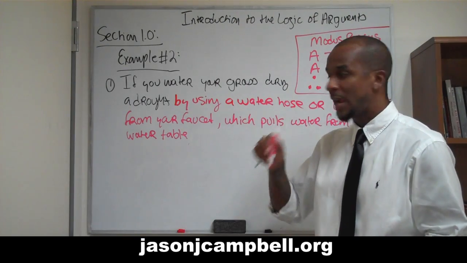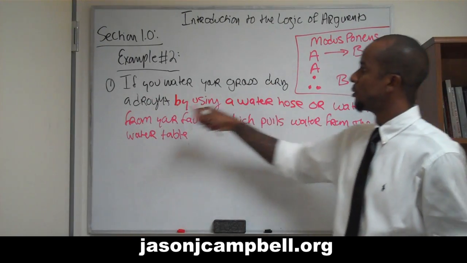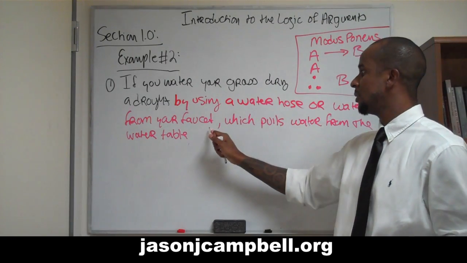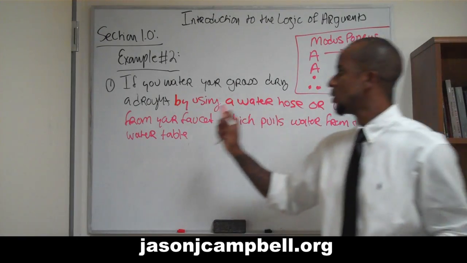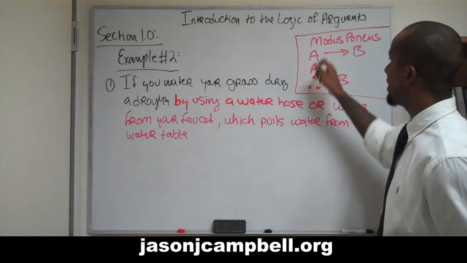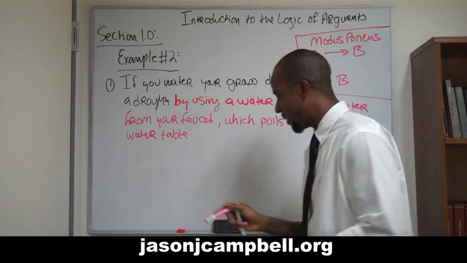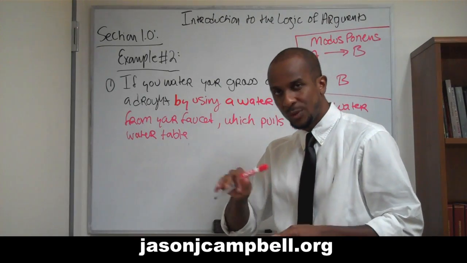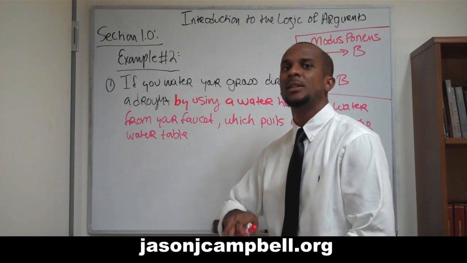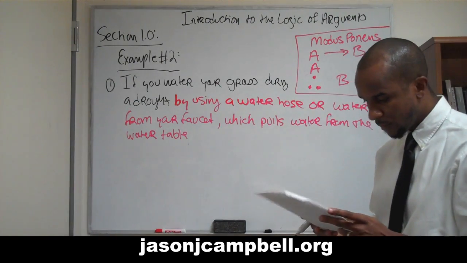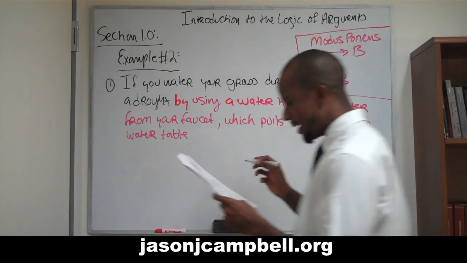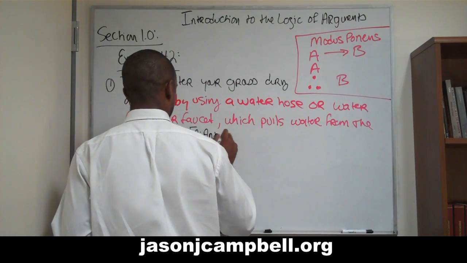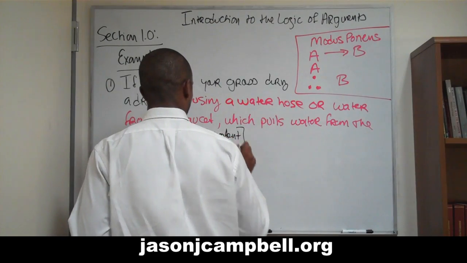Now, my thicker, bigger antecedent says, if you water your grass during a drought by using a water hose or water from your faucet, which pulls water from the water table, all of this now satisfies A, right? All of this satisfies my antecedent, and what I'm demonstrating is that my antecedent has gotten thicker. Still the same format, still the same argument, just more content information now. So that now satisfies A.